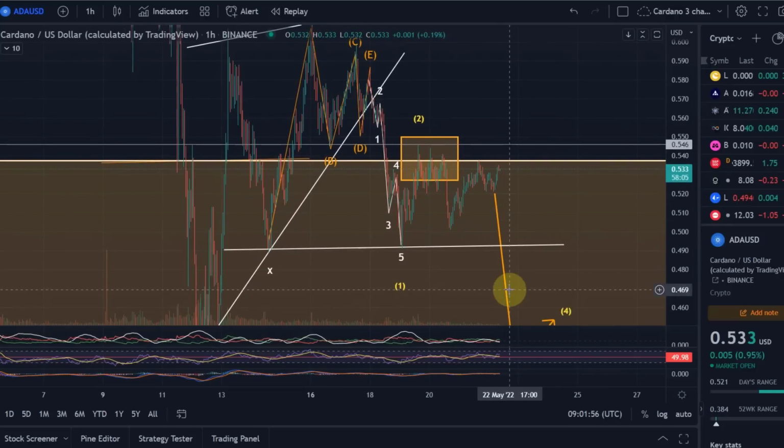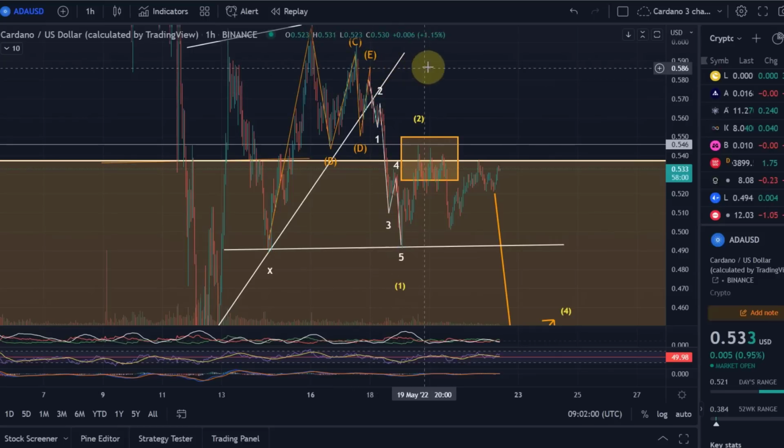Not the overall sell-off scenario, because to invalidate the whole thing, we would need to get above the wave E high at 58.7 cents. But this imminent one, where we already completed the wave 2.